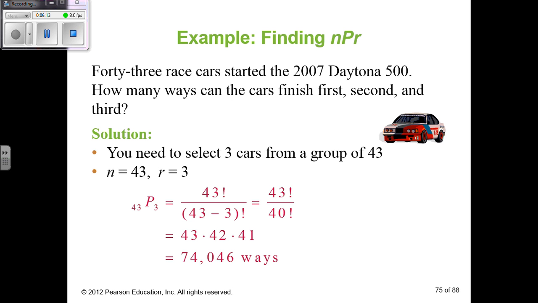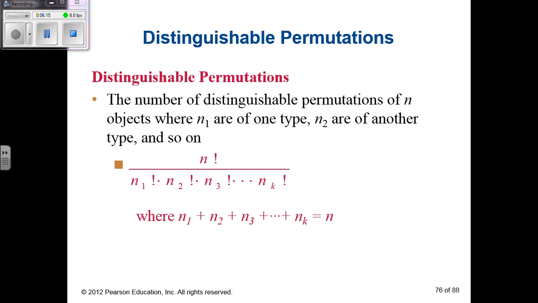when you start with 43 race cars. Now, another way of looking at permutations is, what if I'm grouping together things where I can't tell the difference between them? Then what we want to know is how many are the distinguishable permutations of n objects, where we have n1 of one type, n2 of another, and so on.